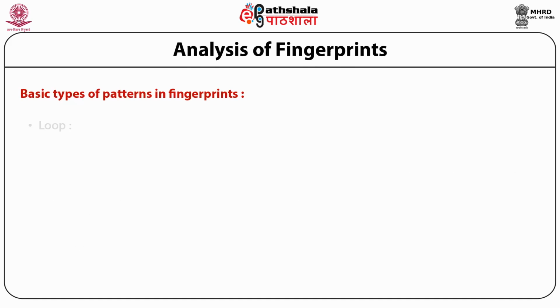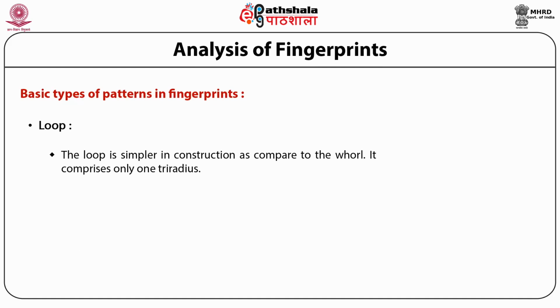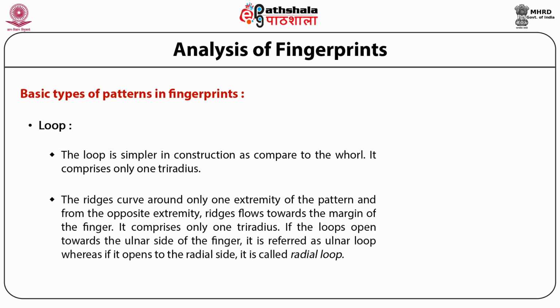Next, I'll be telling you about the loop. The loop is simpler in construction as compared to the whorl. It comprises only one tri-radius. Thus, the ridges curve around only one extremity of the pattern and form the opposite extremity. Ridges flow towards the margin of the finger. Thus, this extremity of the pattern may be described as open. If the loop opens towards the ulnar side of the finger, it is referred to as an ulnar loop, whereas if it opens to the radial side, it is called a radial loop.